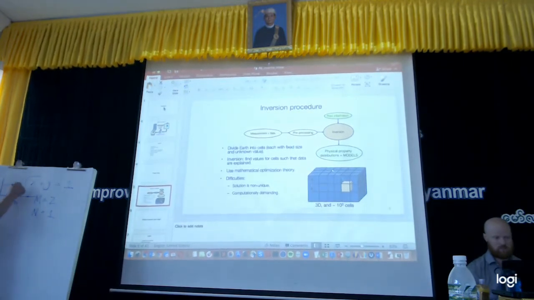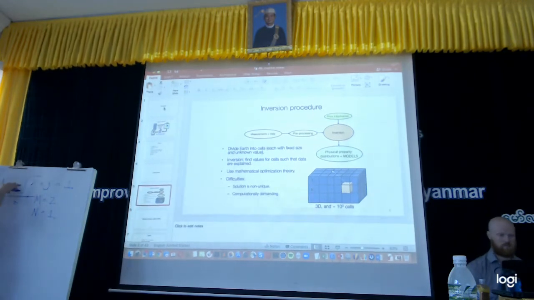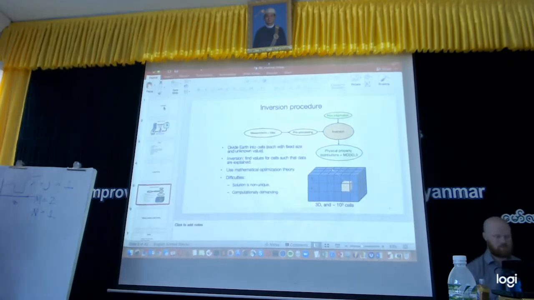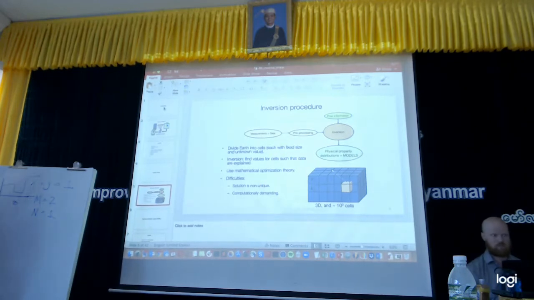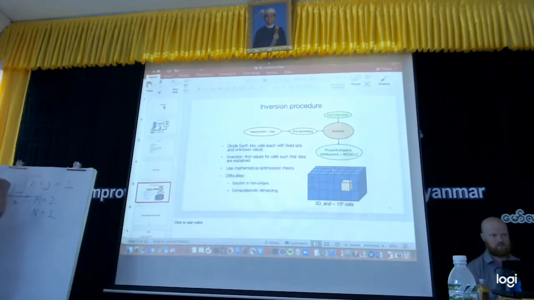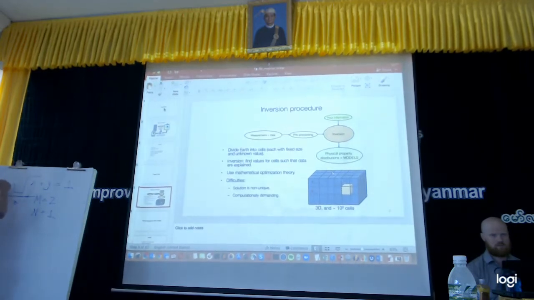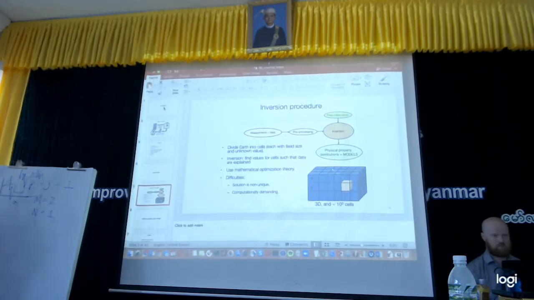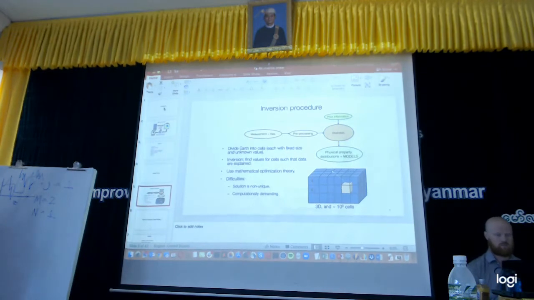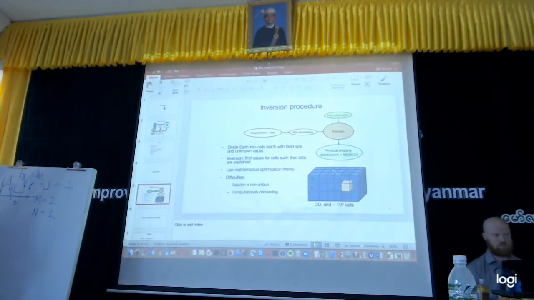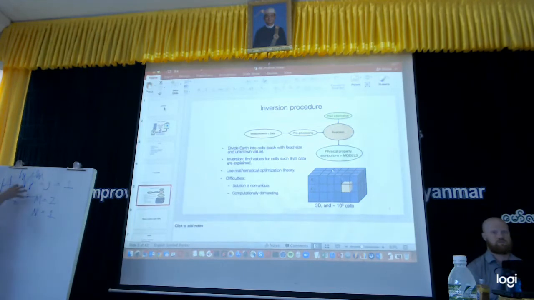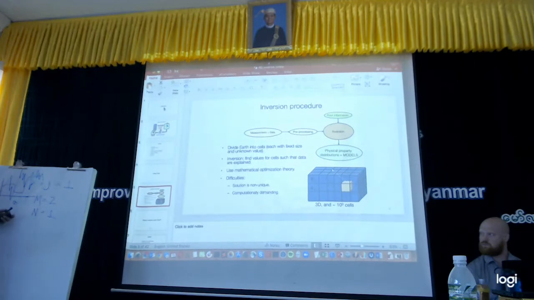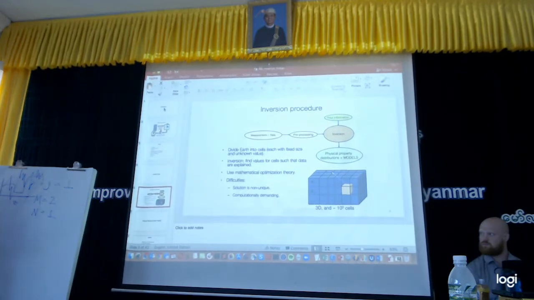So we can try to find a solution that has got this character. We would not want to have a solution, let's say, that looks like this. Both of these might fit the data, but one is just not geologically acceptable.